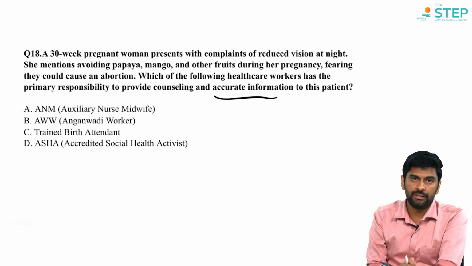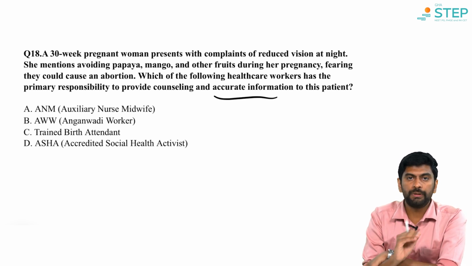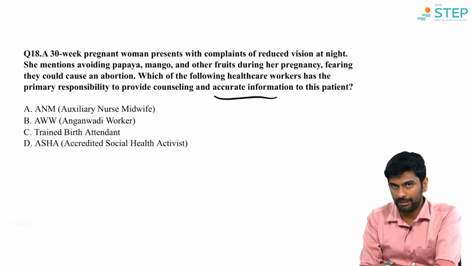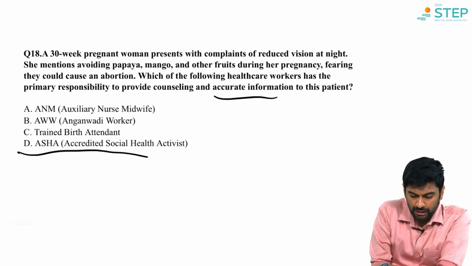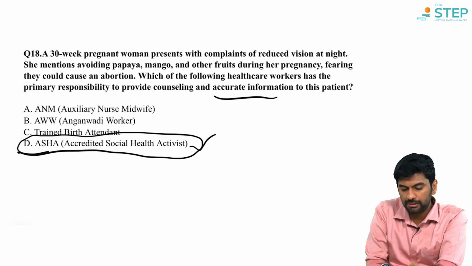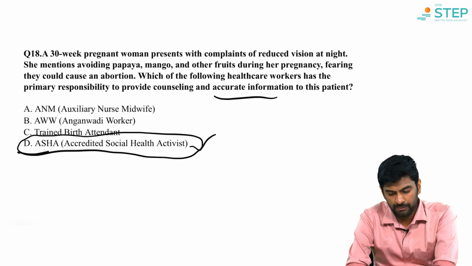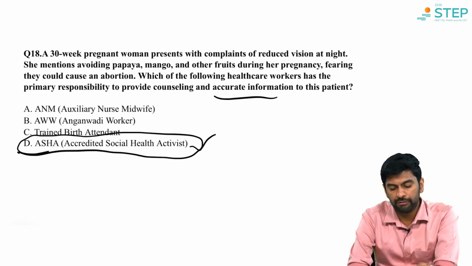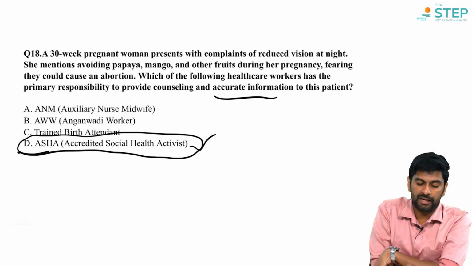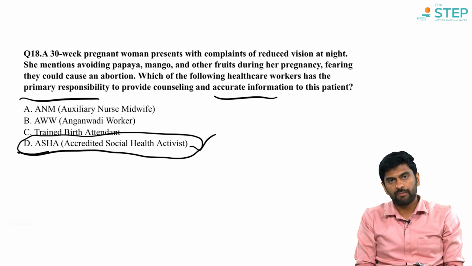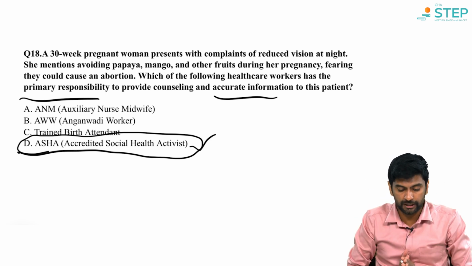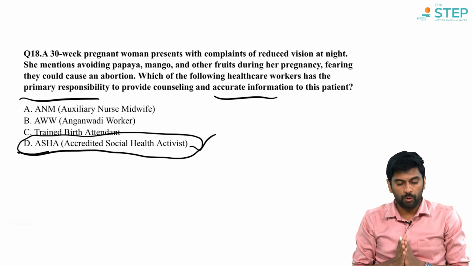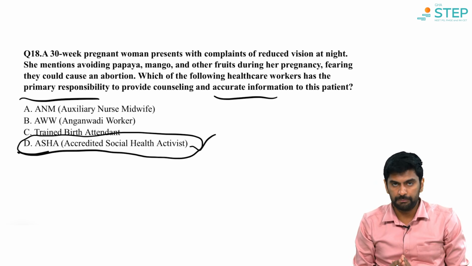Now, the ones in the field who talk to the people and are part of the whole community and are on a regular basis maintaining registers are the ones that are going to be the ASHA workers. So the ASHA workers are the ones who would be telling them the accurate information, and they are going to be the primary responsibility to provide counseling. Following which, if they feel they're not able to convince or if they really require further care, they would be required to talk to the ANMs.